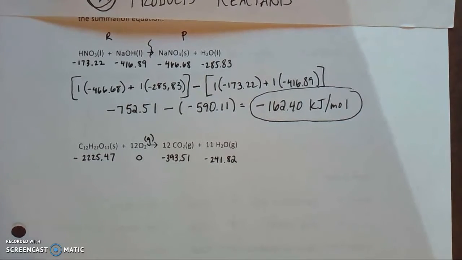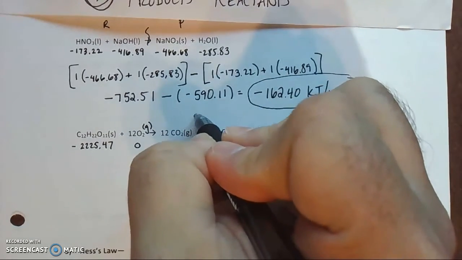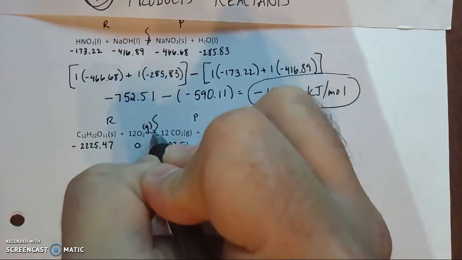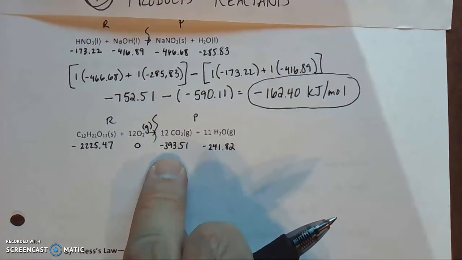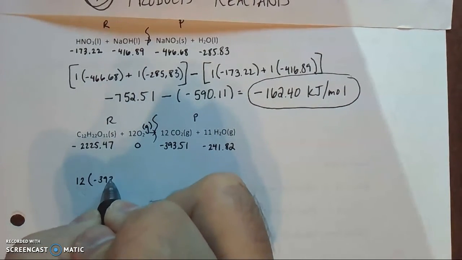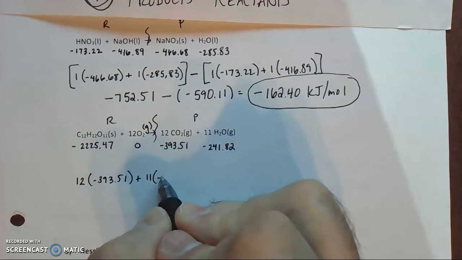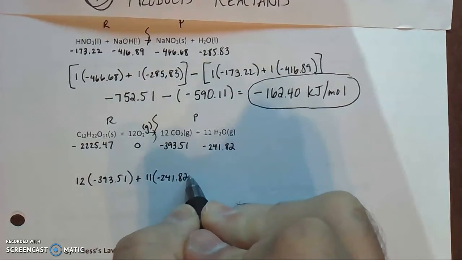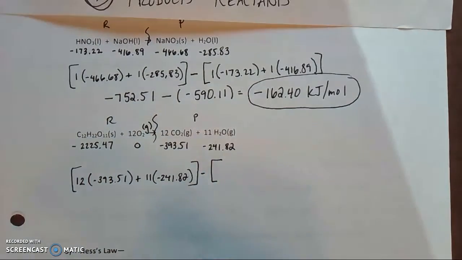So now we have coefficients. It gets a little bit more tricky math-wise, but we just have to make sure that we write things out and be careful of signs. So again, products minus reactants, so if it helps, put that up there. We had 12 CO2, so we take 12 times our value we looked up. So 12 times negative 393.51 plus 11 waters, so 11 times negative 241.82. Put those in brackets, and now I can subtract off the reactants.